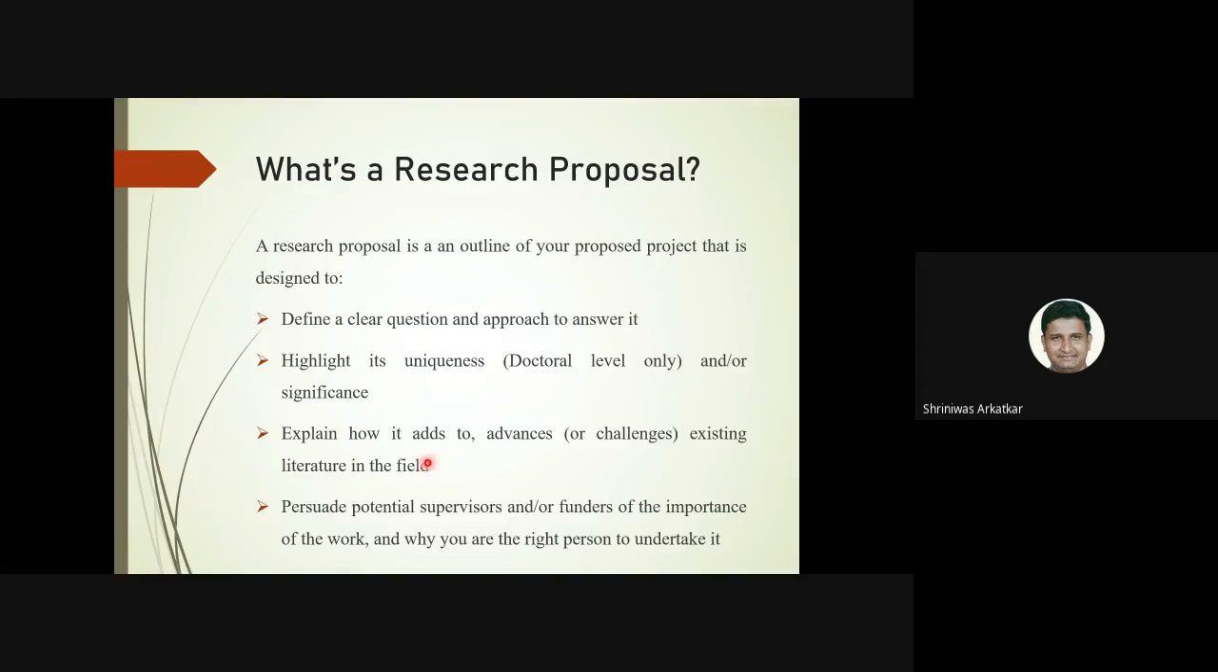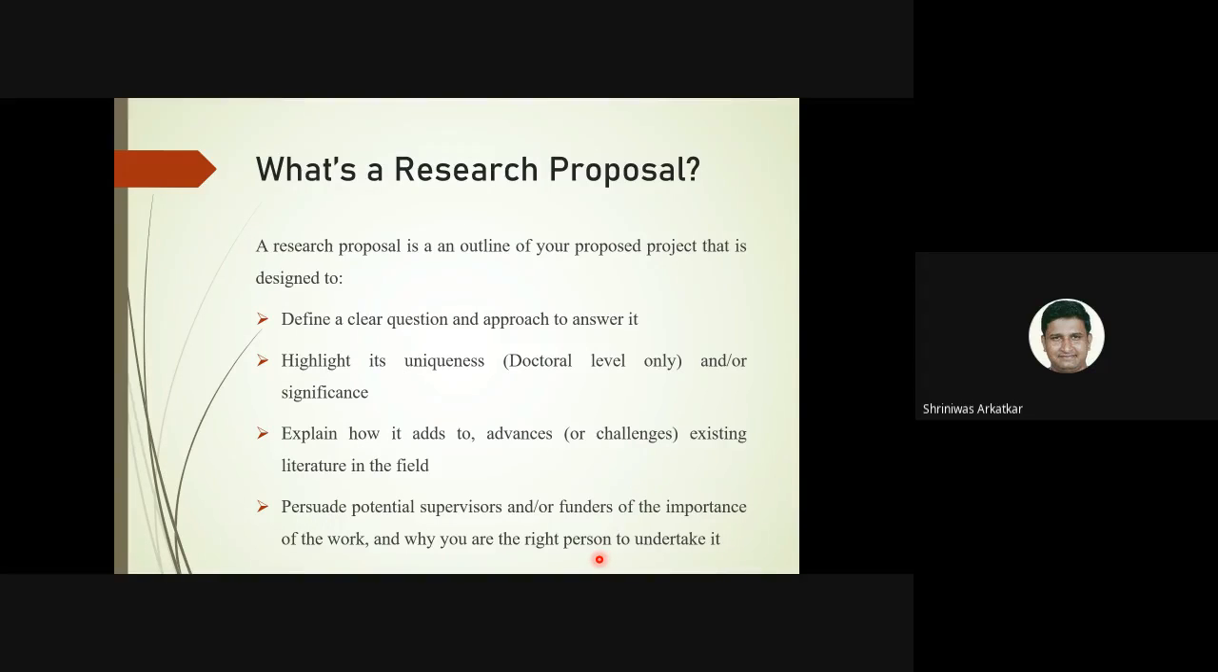Explain how it adds to advances or challenges in the existing body of literature in the field, that is, how you are going to augment that literature. That means what is the new contribution from your side. That is really very important to highlight in your research proposal. Then persuade the potential supervisors and funders of the importance of the work, and why you are the right person to undertake it. So this should be very well explained in your proposal.